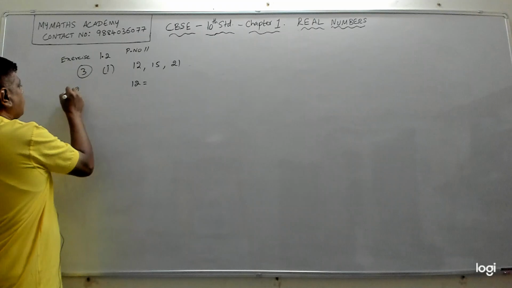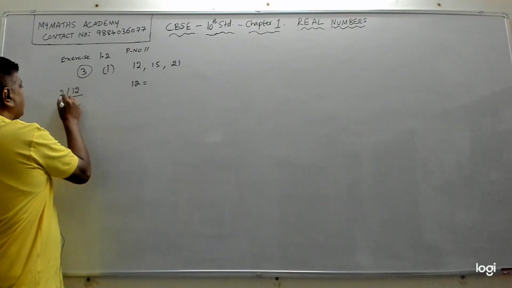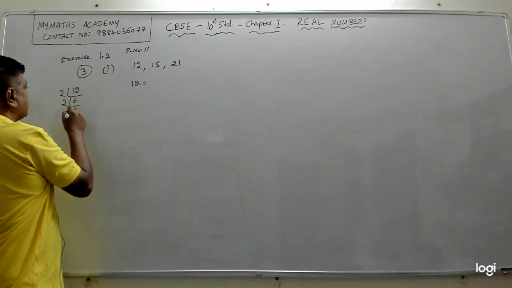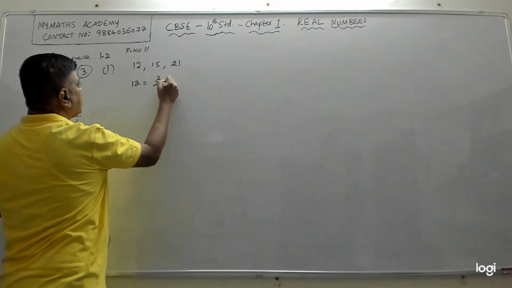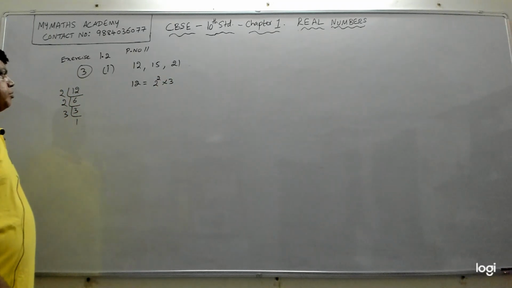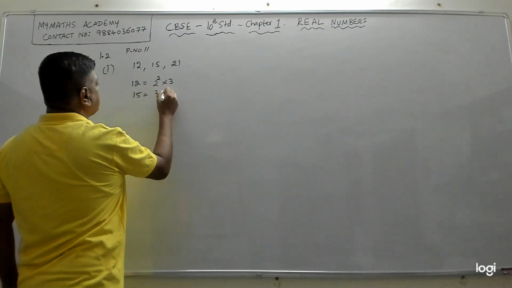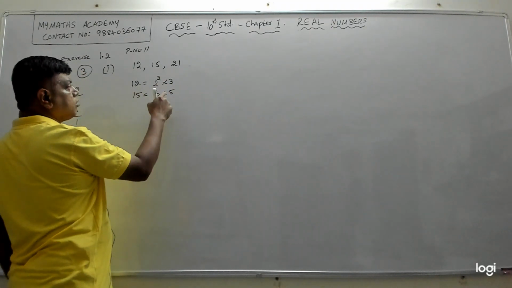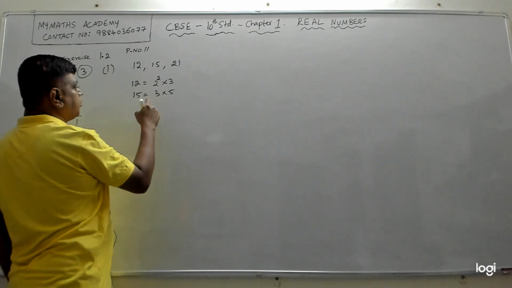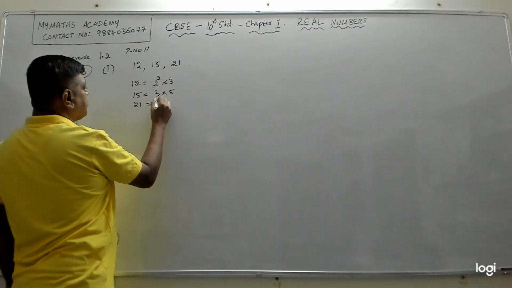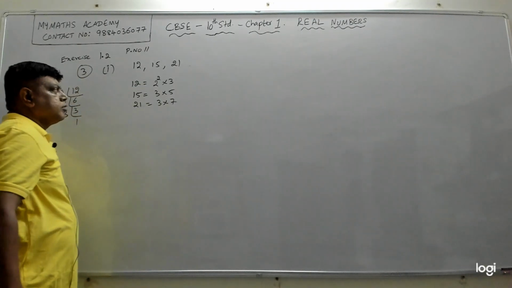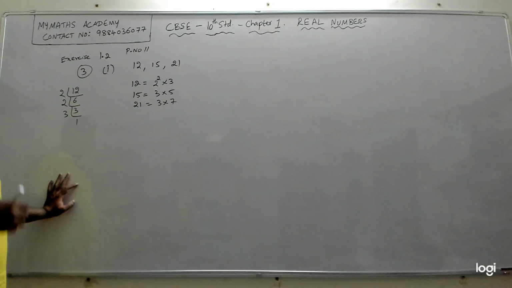So 12 can be written as what? 2 times 6 is 12, 2 times 3, 3 times 1. So it can be written as 2 square into 3. Now 15 can be written as 3 into 5. You can write only in terms of prime numbers. So 21 can be written as 3 into 7.